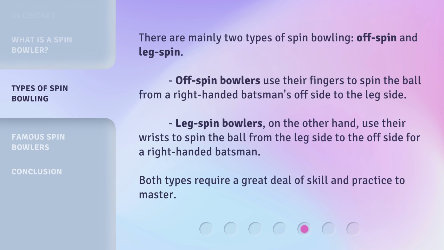There are mainly two types of spin bowling: off-spin and leg spin. Off-spin bowlers use their fingers to spin the ball from a right-handed batsman's offside to the leg side. Leg spin bowlers, on the other hand, use their wrists to spin the ball from the leg side to the offside for a right-handed batsman. Both types require a great deal of skill and practice to master.